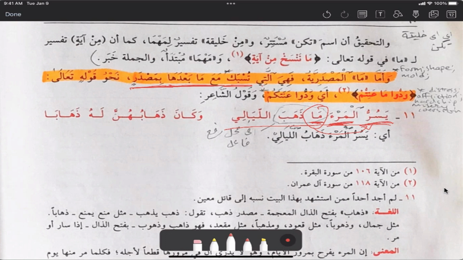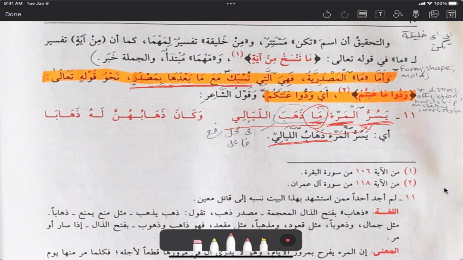يَسُرُّ الْمَرْءَ مَا ذَهَبَ اللَّيَالِي. So what it means is يَسُرُّ الْمَرْءَ ذَهَابُ اللَّيَالِي. It pleases the person, what? The going away of the nights. The going away of the nights pleases the person.